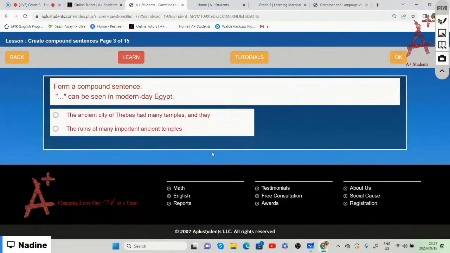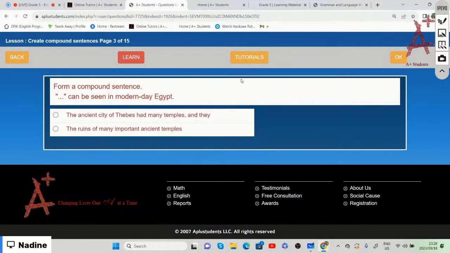All right. Can be seen in modern day Egypt. So, what can be seen in modern day Egypt? Is it the ancient city of Thebes had many temples and they can be seen in modern day Egypt? Or is it the ruins of many important ancient temples can be seen in modern day Egypt? So we need to choose and form a compound sentence by either choosing option one, which is the ancient city of Thebes had many temples and they can be seen in modern day Egypt.